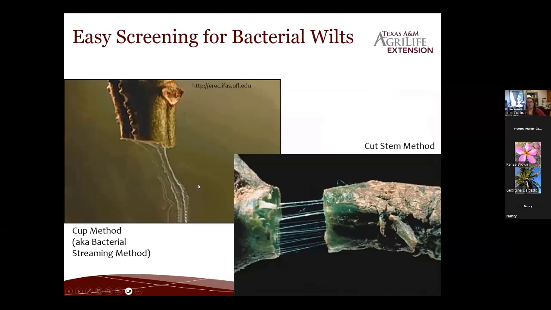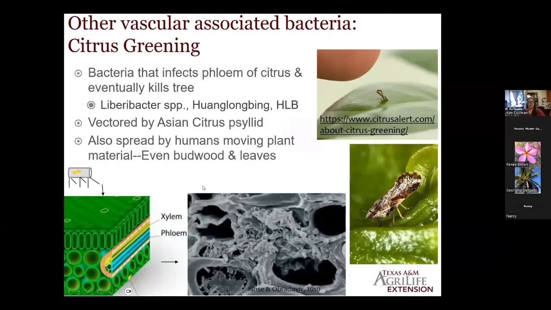Perfect. Okay. So now that we've touched on bacterial wilts, there are some other vascular associated bacteria that don't really cause a classic wilt symptom. And one that is highly relevant for you guys with where you're at is citrus greening. This is caused by bacteria that infects the phloem of citrus trees, and it does eventually kill the tree. It goes by a couple different names, Liberibacter, Huanglongbing, or HLB. The most common term here in the US is citrus greening, though.